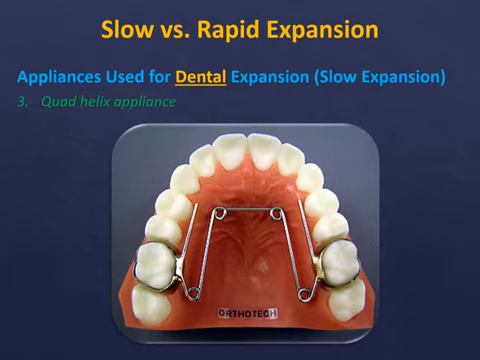Quad helix appliance can be used for cases with slow expansion and for cases with cleft palate. It can be fixed or removable, and you can see that it has four helices. The anterior two helices can be activated to give us posterior expansion, and the posterior two helices can be activated to give us anterior expansion in the premolar region.